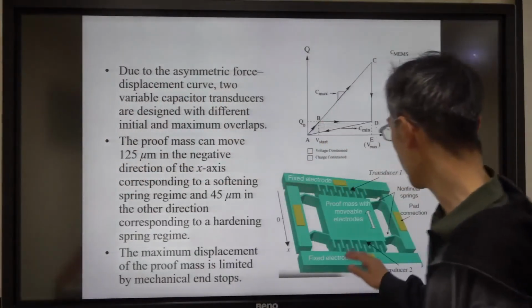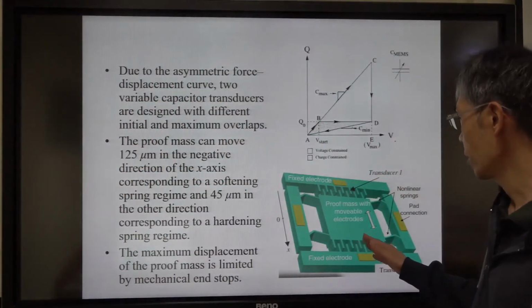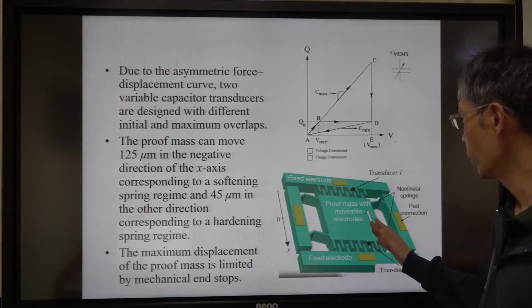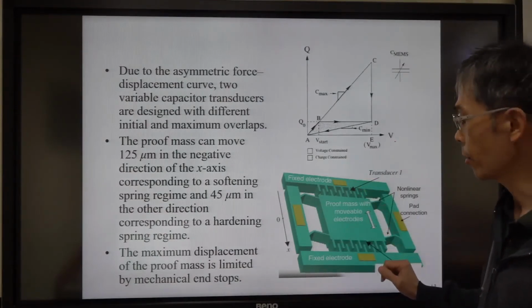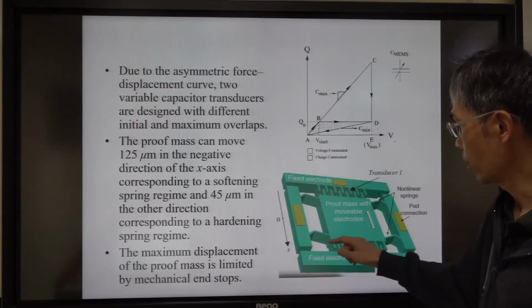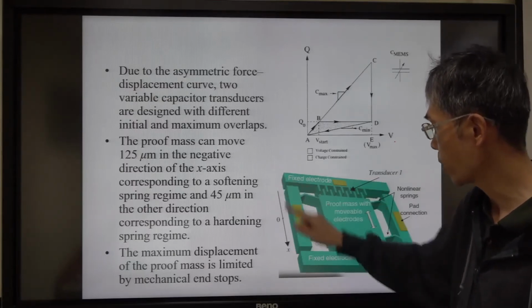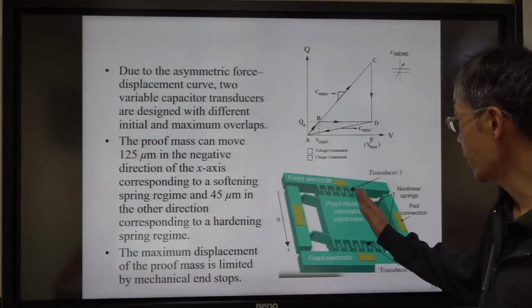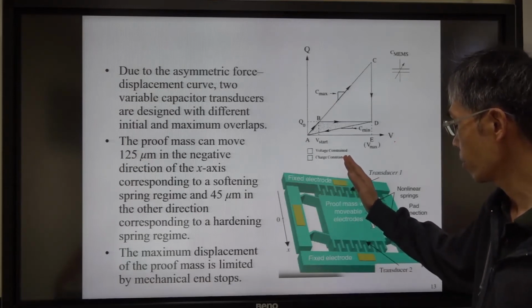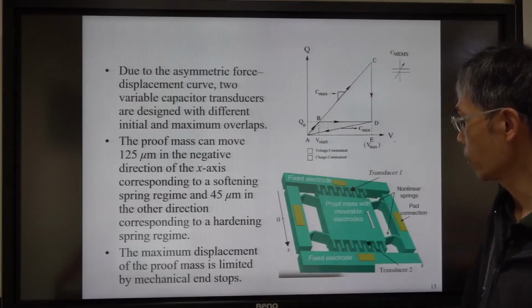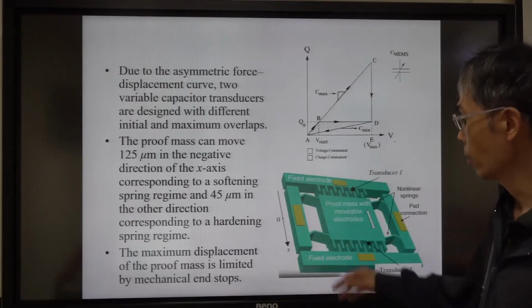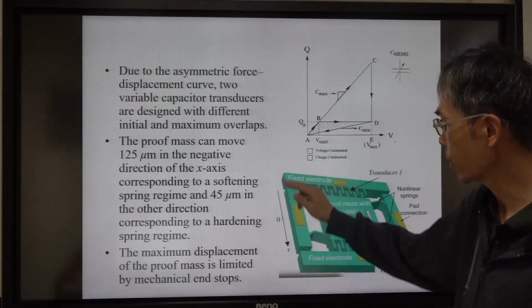Then for this device, say if we move in the positive acceleration, it gets harder and harder to move it. If we move in this negative acceleration, it gets easier and easier to move it. So we have the hardening behavior in the positive x direction. We have a softening behavior in the negative x direction.